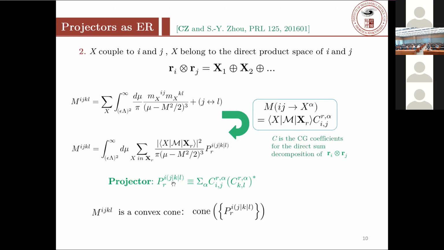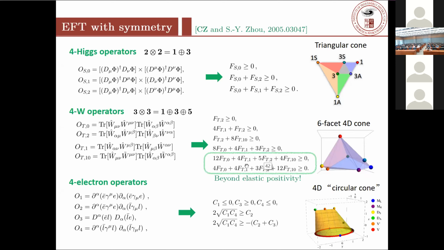So with the projectors, we are able to construct the cone. Then we can get the bounds. With the projector approach, we can study several EFTs in this paper, and I give their bounds here and the corresponding cone. We especially note that most of them are consistent with the elastic bounds, but these two bounds cannot be attained by the elastic approach, and they are beyond the elastic. In the next part, we are going to show more such types of bounds.